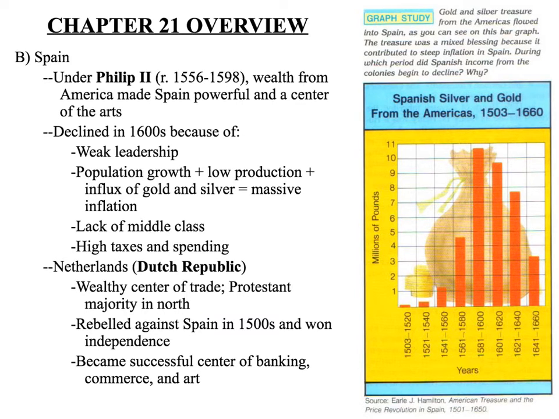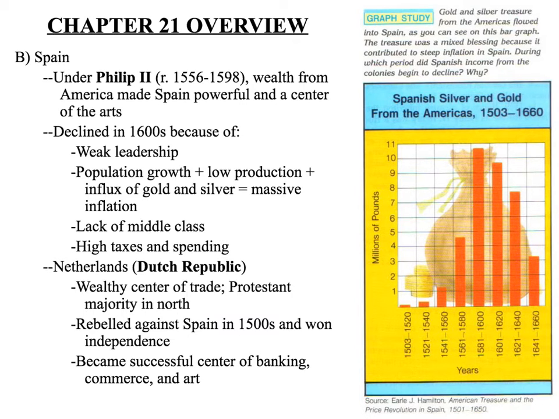But by the mid-1600s, Spain was declining, and there's a couple of reasons for that, which are outlined below. First, you had a lot of weak leaders after Philip II. The kings that came after him were not very strong, and they couldn't really hold the empire together. Probably the biggest problem Spain had were the economic problems, which we see in the next couple of bullets.